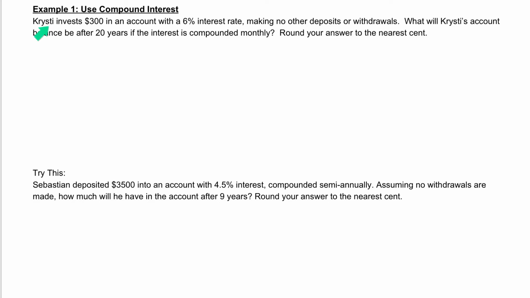In example 1, it says Christy invests $300 in an account with a 6% interest rate, making no other deposits or withdrawals. What will Christy's account balance be after 20 years if the interest is compounded monthly? Round your answer to the nearest cent.